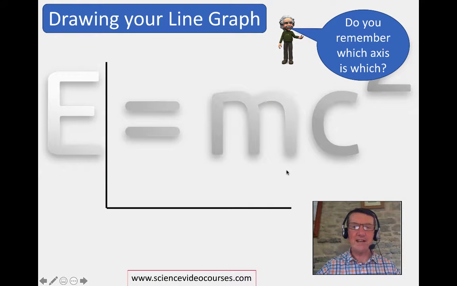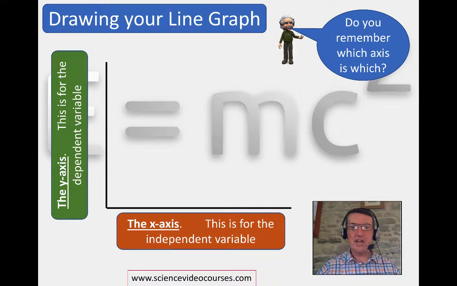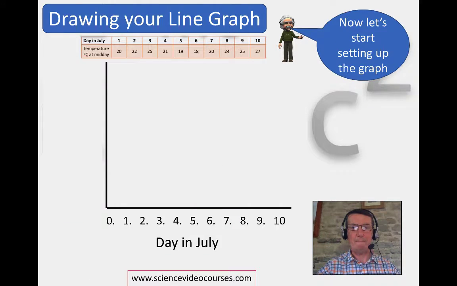Now can you remember which axis is x and which is y? Well, the x-axis is for the independent variable, so in our instance the day will go on the bottom here. X, don't forget, goes across. Easy way to remember it: x across, get it? On the y-axis we're going to put the dependent variable, going up the side.